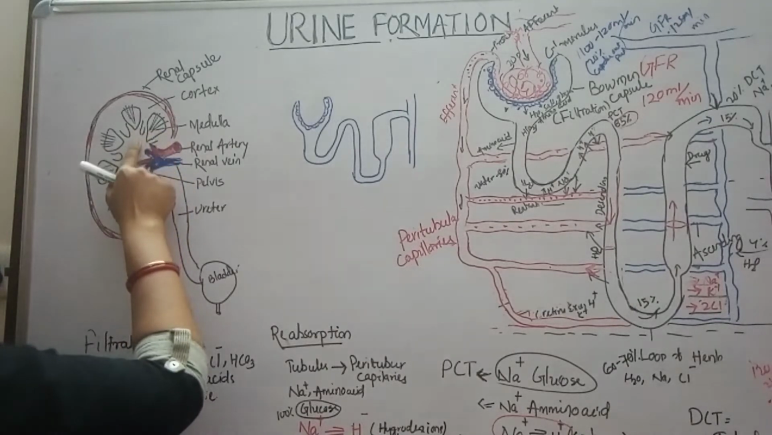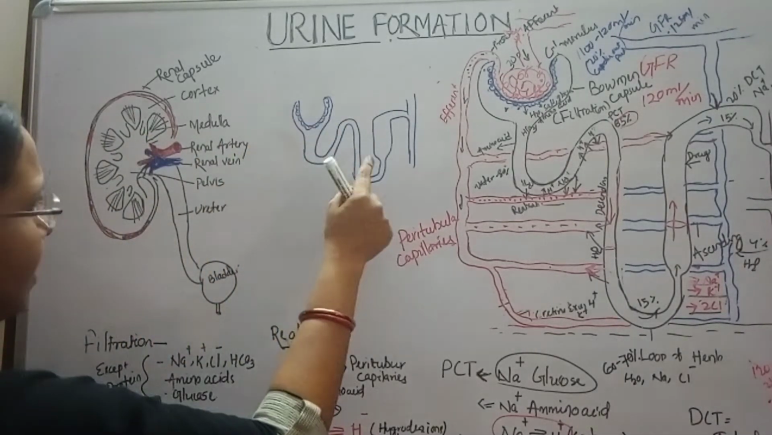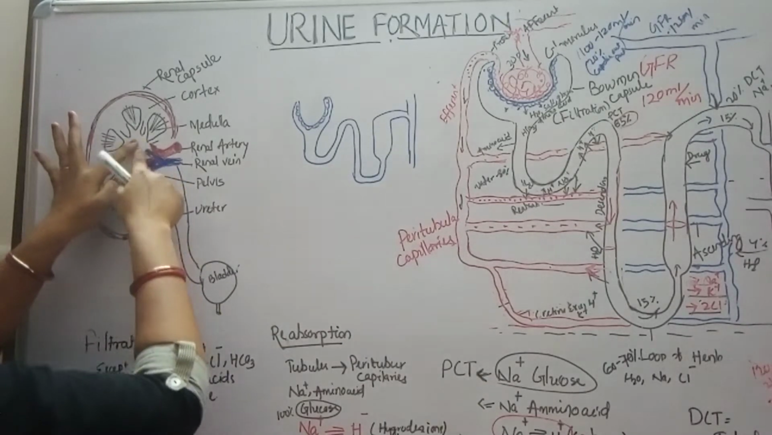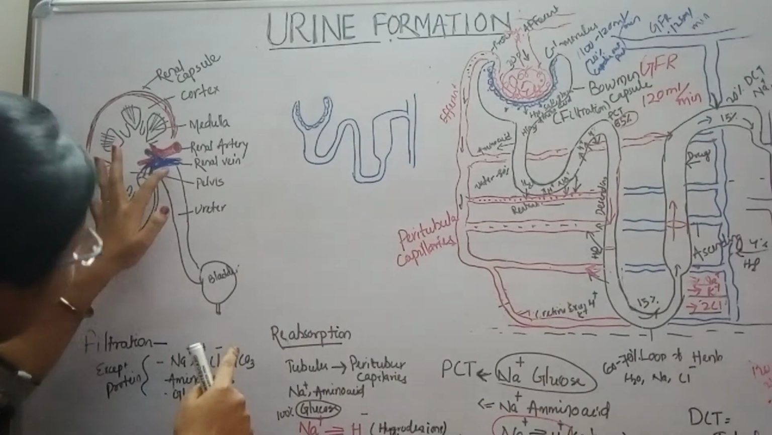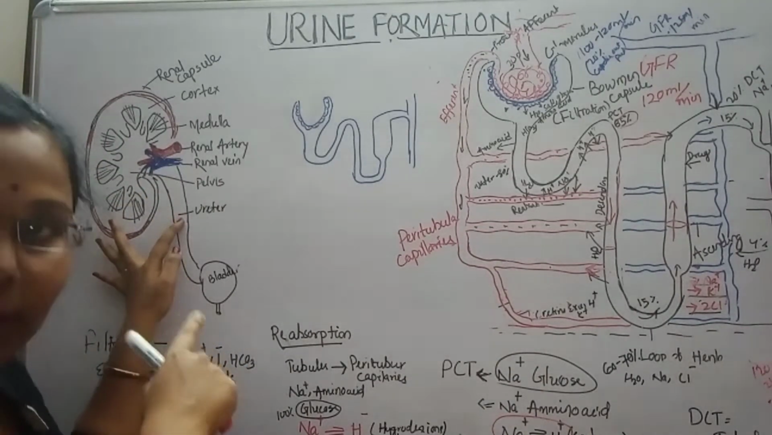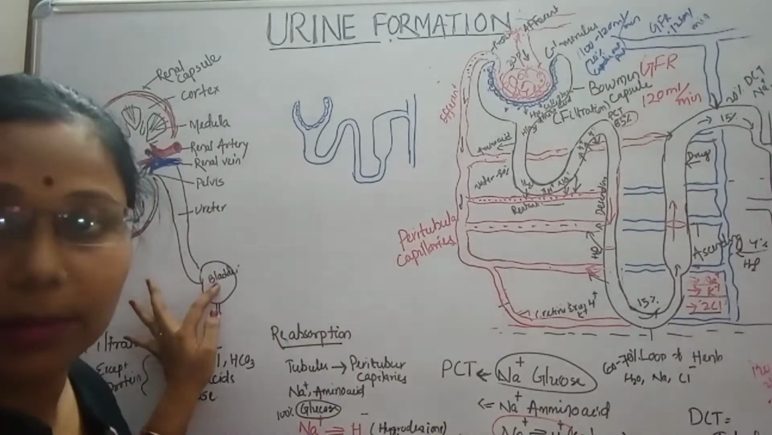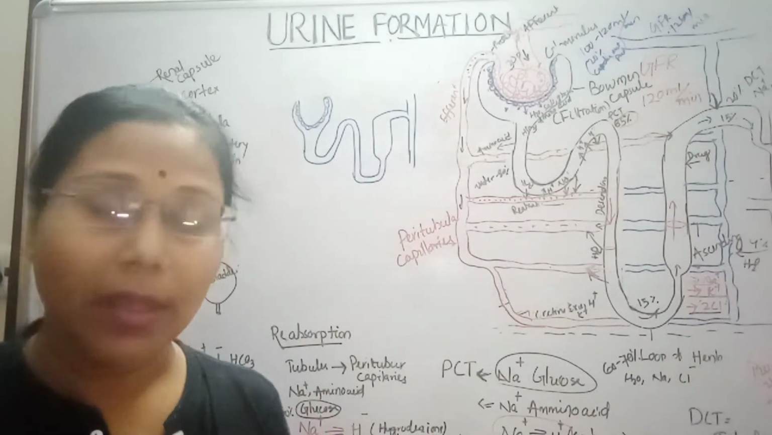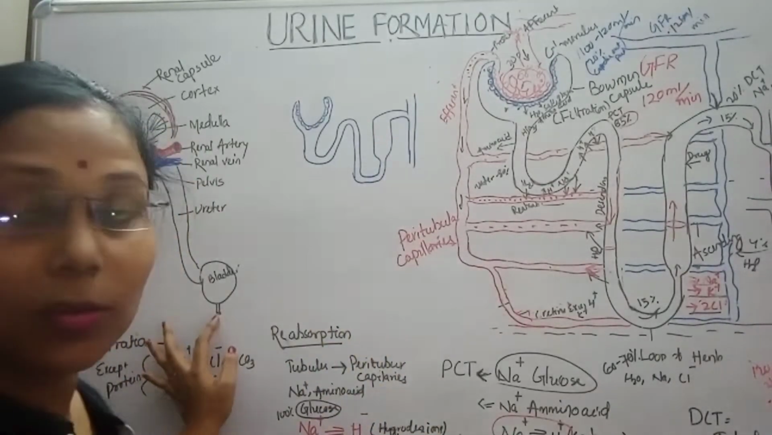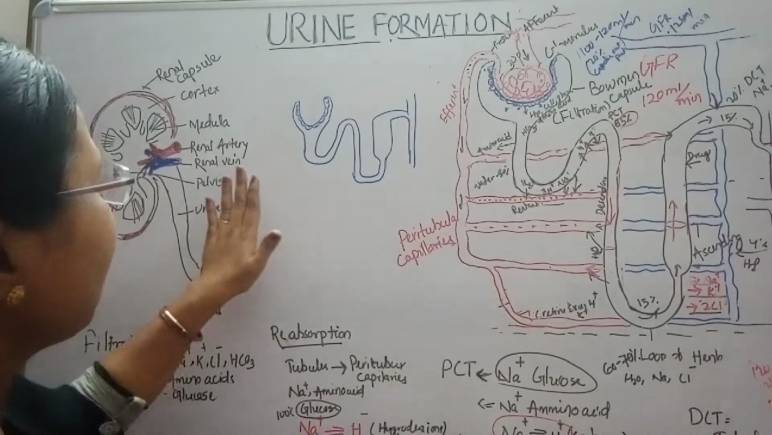After filtration takes place in the nephron and urine is formed, it is excreted through the collecting tubes, which are present in this area called the renal pelvis. From the renal pelvis it is attached to the ureter, which takes the urine formed in the nephron to the bladder. The urine is stored in the bladder. When the urination sensation occurs, it comes out through the urethra. So this is the structure of the kidney.